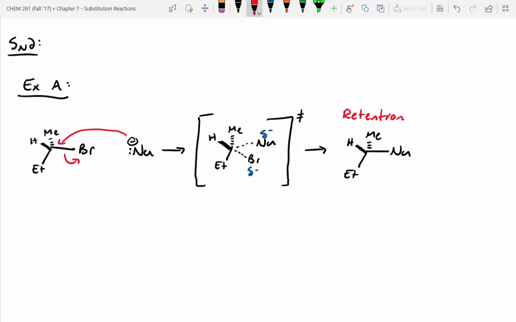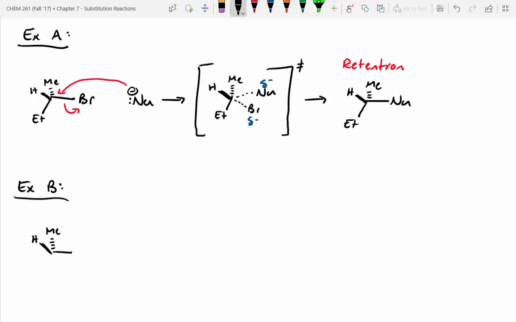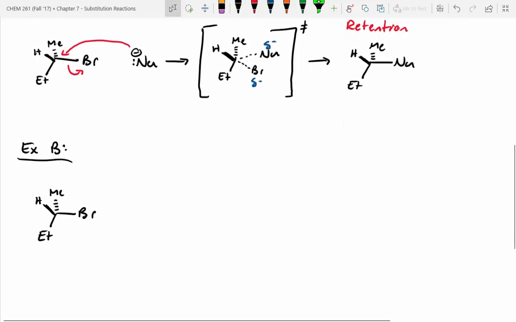All right, so let's take a look at example B. Example B is going to be pretty similar, but rather than a front face attack, we're going to have a backside attack. So our bromine's still hanging off here. We still have our ethyl group coming off. I'm going to slide this up more.